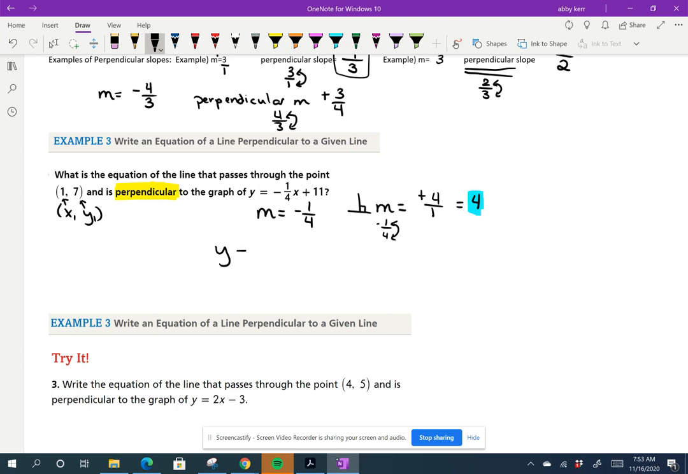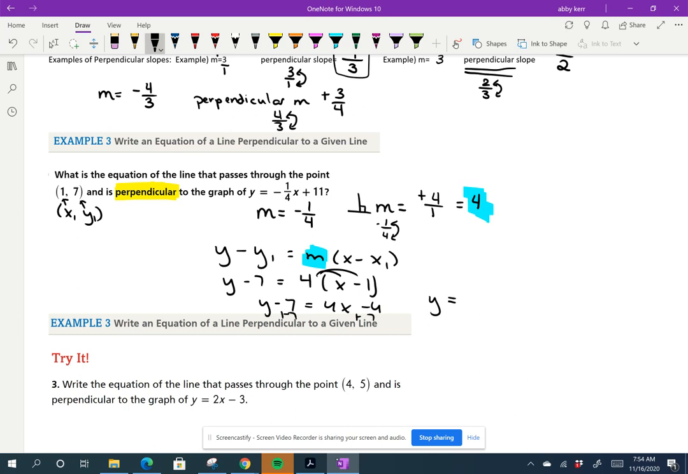So we have y minus y1 equals m parentheses x minus x1. So we're going to use that new perpendicular slope in our point slope. y minus 7 equals 4 parentheses x minus 1. Now you're going to distribute and then add 7 on both sides. And we have an equation that is now perpendicular to the line that was given.